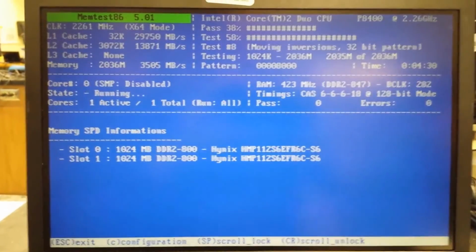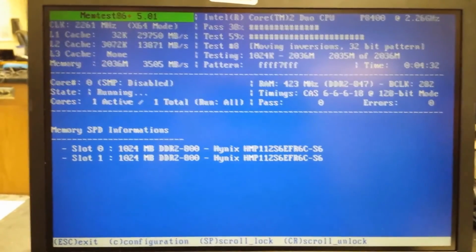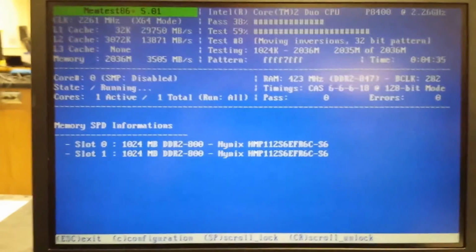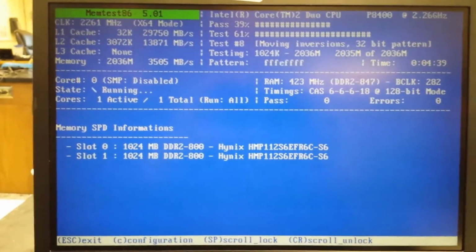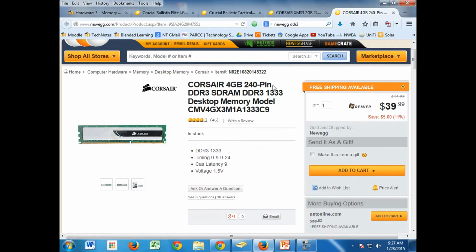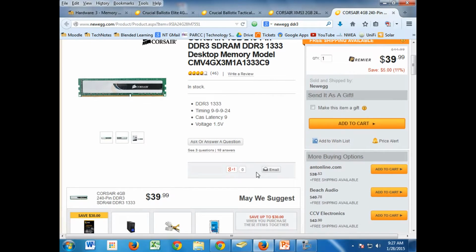Like I said, this one's slower than the Windows Memory Diagnostic, which is why it's our second choice of memory tests, although we get more information and it does a more thorough test. Right here. We've got the timing on here, right? We've got that it's 1333 and timing of 999, and the first one is our cast latency.